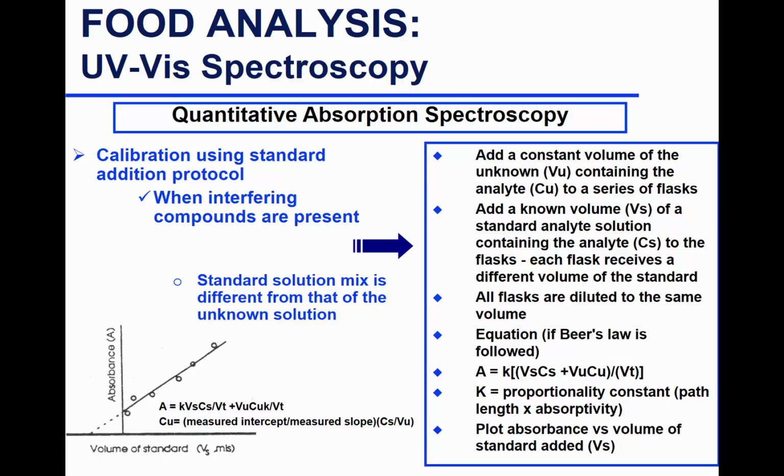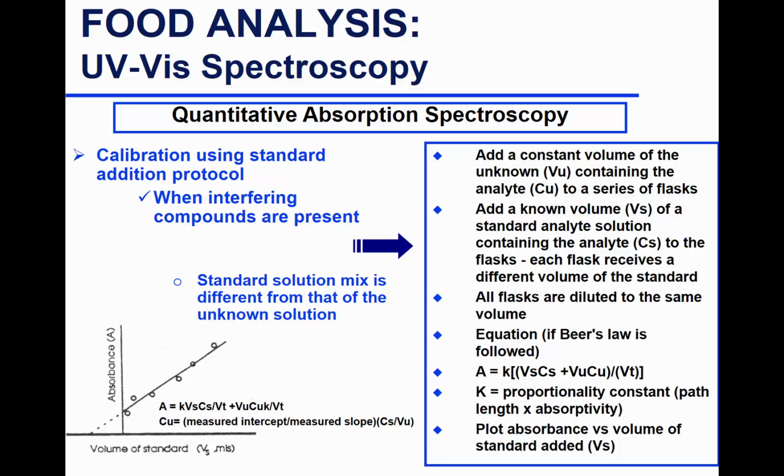Then you would run your assay, and plot your absorbance over the volume of your standards. Then you have an equation of the line. This is the equation of the line. K is the constant, which is the path length times absorptivity. And this is the concentration of your standard, volume of your standard, concentration of your unknown, volume of your unknown, over the total volume. All of these are diluted to the same volume, let's say 50 ml.